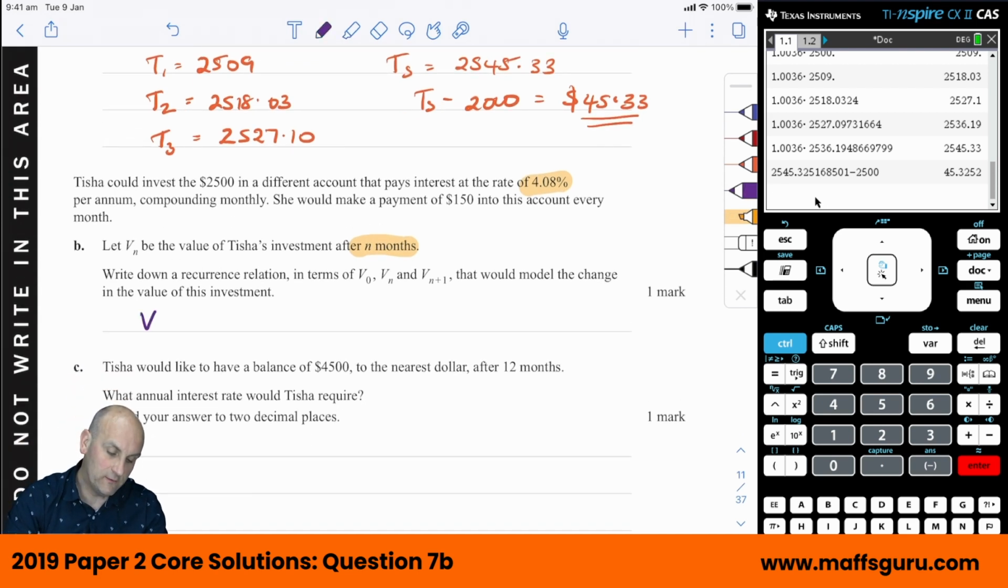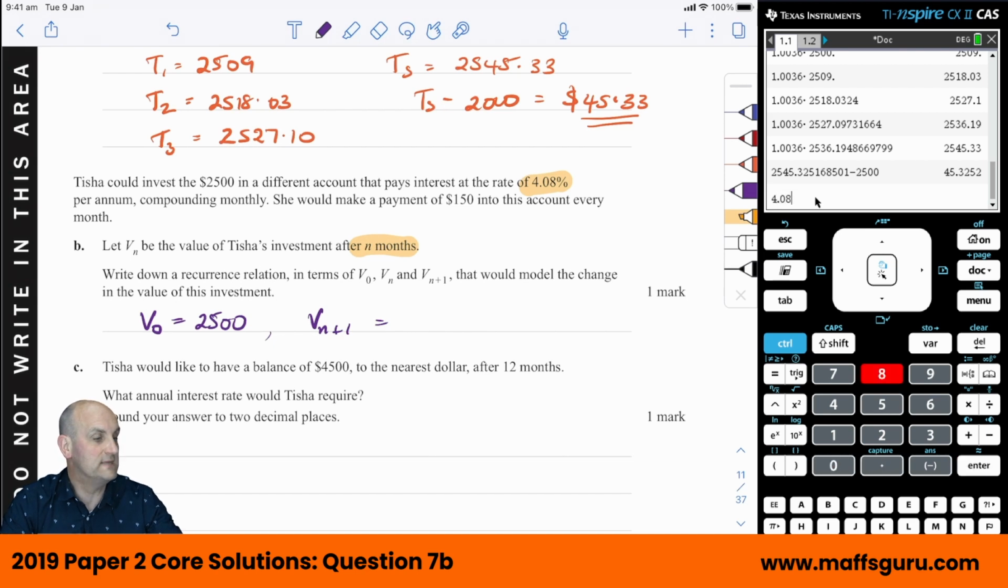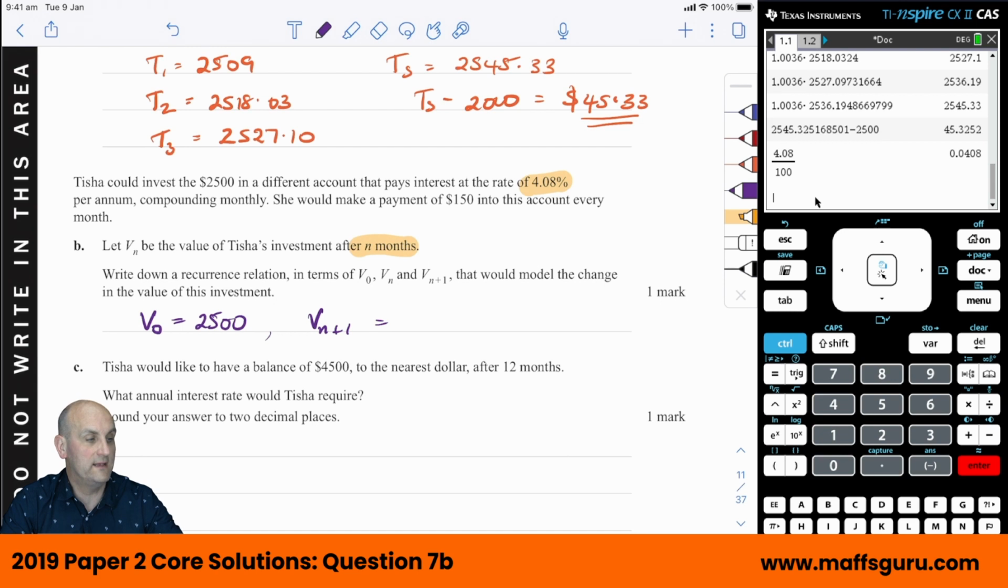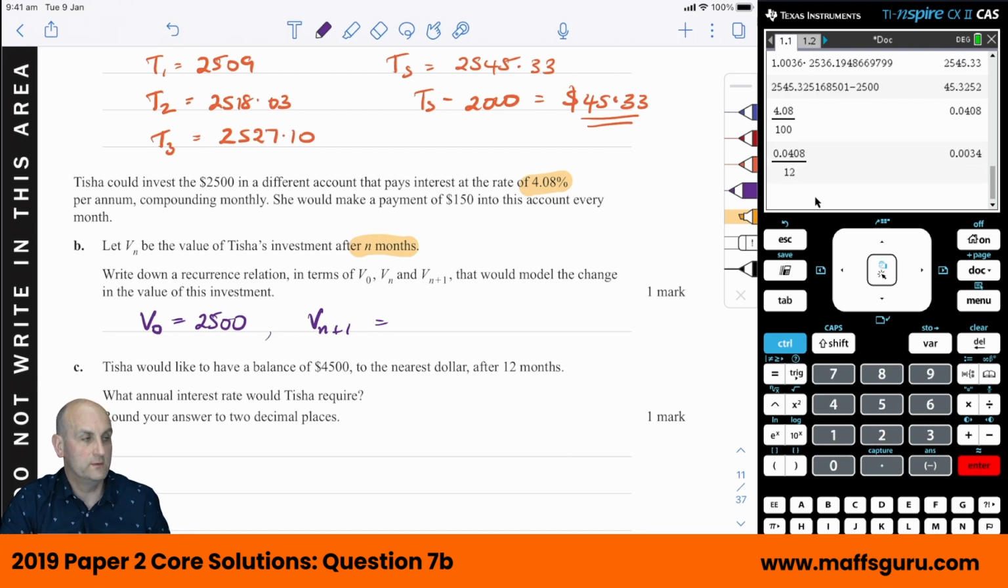So we know what V0 is. It gives us that in the question. Again, it's 2,500. Comma. V(n+1) is equal to... So now I'm going to work out my R value, my interest rate. I'm going to do 4.08%, divide that by 100 to give me a decimal, and divide that by 12, which is going to give me 0.0034. But we have to add 1 onto that. If you remember, the formula is 1 plus R on 100. So that's going to give me 1.0034 times V_n, but they're also paying $150, plus 150. So 1.0034 V_n plus 150, job done.